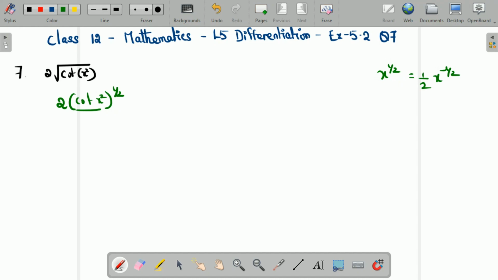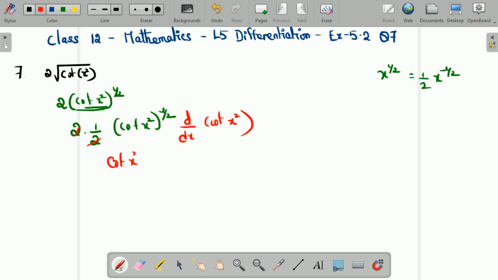The same logic, think of this as one function and apply chain rule. So this will be 2 into half into cot of x squared to the power minus half, followed by d by dx of cot of x squared. Now this 2 and 2 will get cancelled. So this is cot of x squared, the whole power minus half.